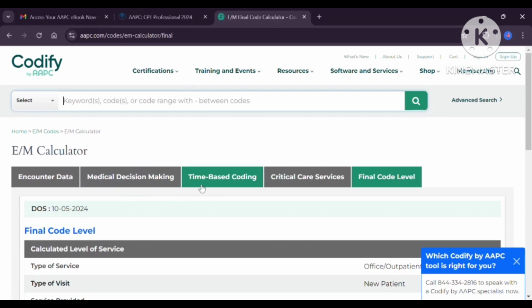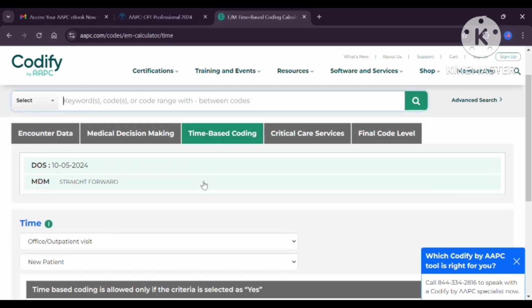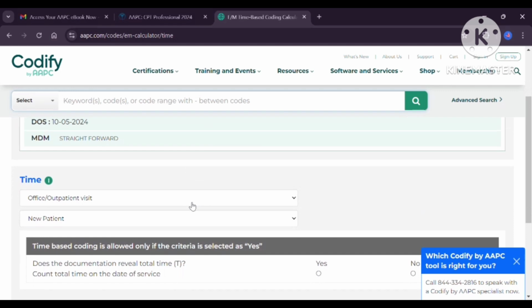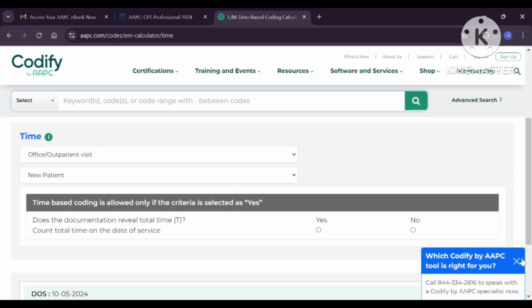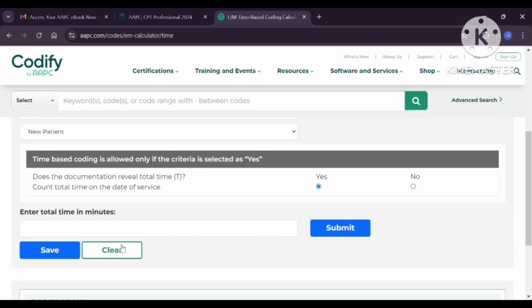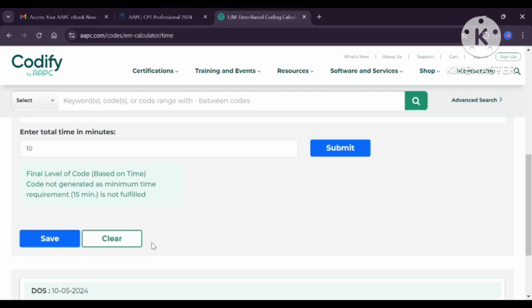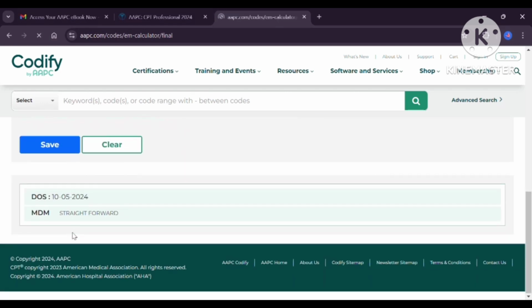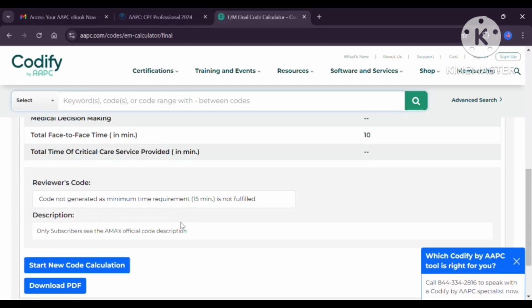And here, the third option, what you are seeing is time-based coding. What is this time-based coding? Under all the MDM services, you would have seen that they say that the doctor should be spending 10 minutes, 15 minutes, 20 minutes like that. So if in the question or in the case report, they say that the doctor and the patient had a visit for 10 minutes, 15 minutes like that, you can enter that also. For example, I'm entering here that the doctor and the patient met for 10 minutes. So if I submit this again, I will get a code as the same thing, straightforward level of MDM.